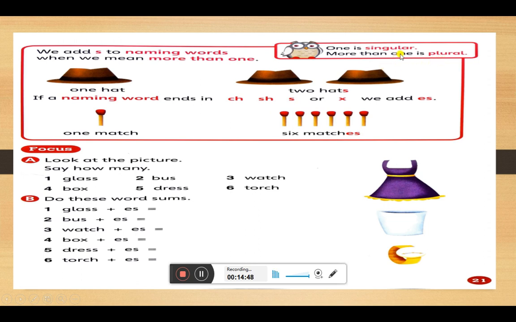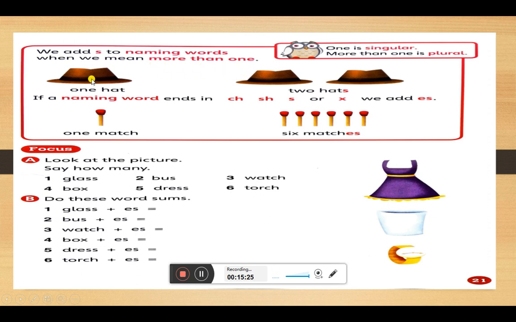So repeat after me again. Singular. Plural. Singular means one. Plural means many or more than one. Singular means one. Plural means many or more than one. So what is the rule of making the plural? We add s to naming words when we mean more than one.